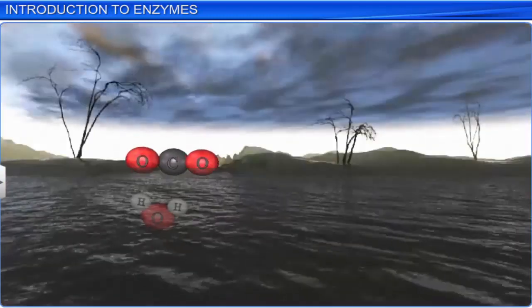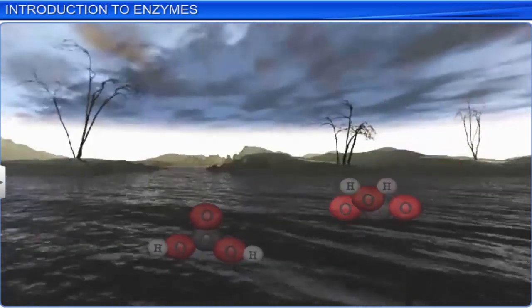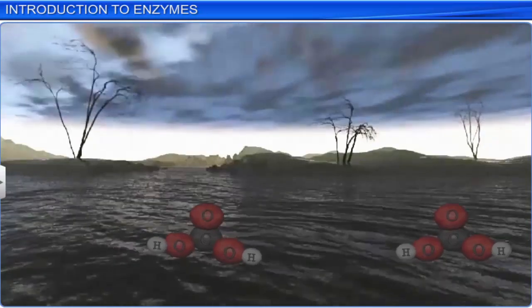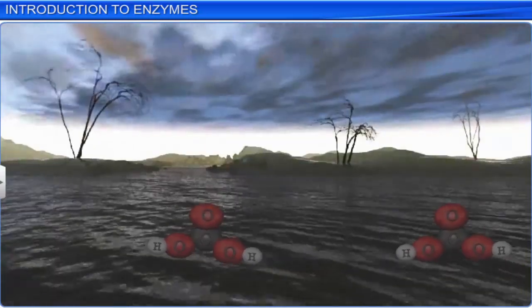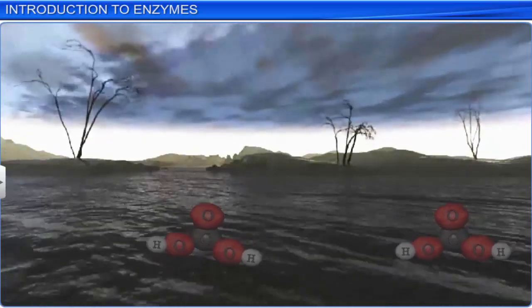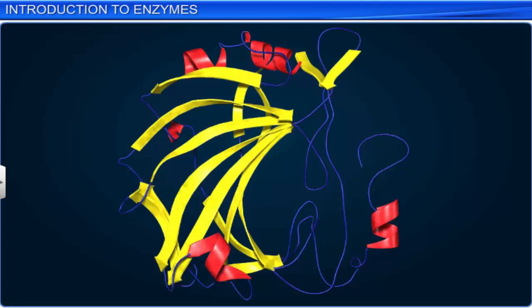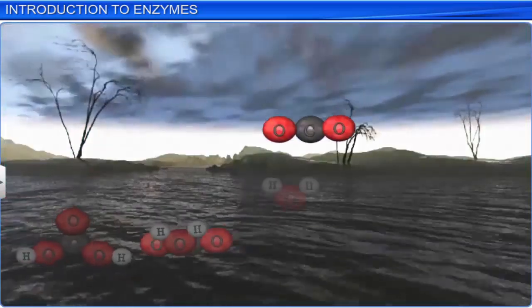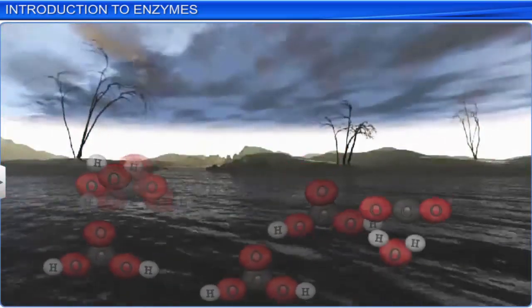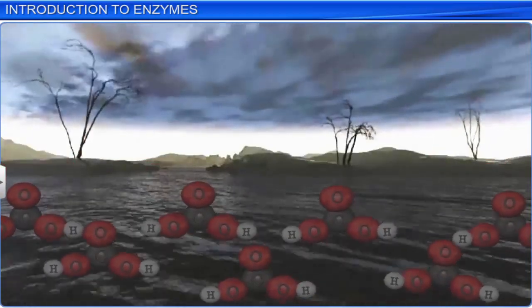Consider the example of a reaction where carbon dioxide and water react to form carbonic acid. In the absence of any enzyme, 200 molecules of carbonic acid are formed in an hour. However, when the enzyme carbonic anhydrase is used, 600,000 molecules of carbonic acid are formed every second. Hence, the carbonic anhydrase enzyme accelerates the reaction 10 million times.